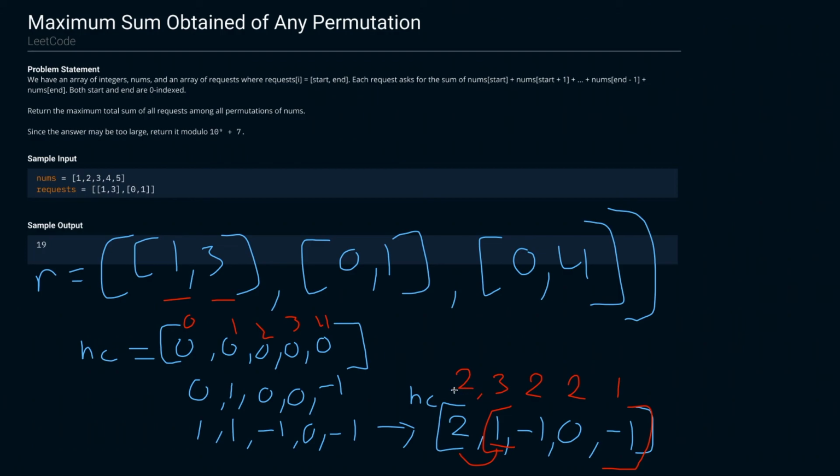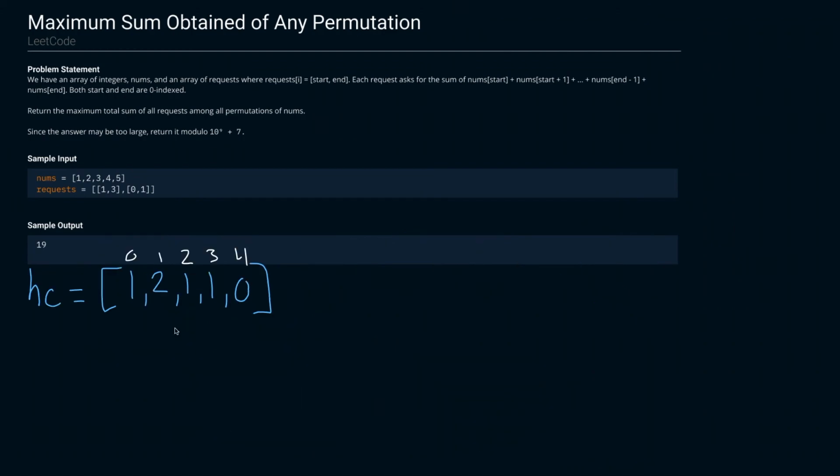And so after we've gone through this hit counter, we will have our resulting hit counter. Now that we've established the idea of a hit counter, we can improve our algorithm and get rid of the part where we calculate all the permutations.